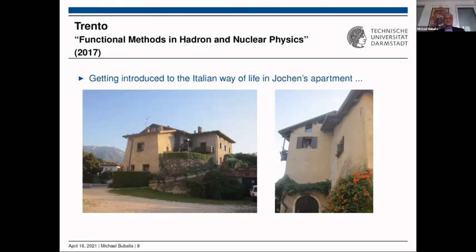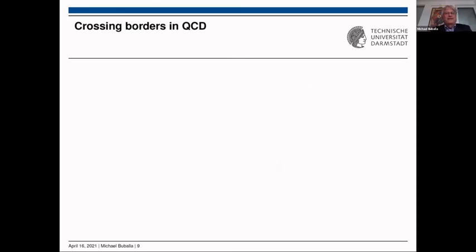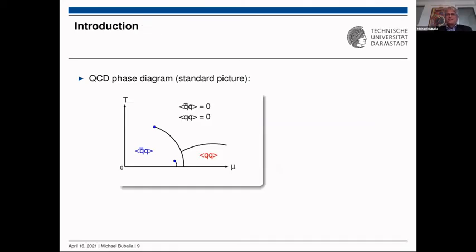Okay, but now I have to turn to the scientific part of my talk, which I now called Crossing Borders in QCD, referring, of course, to QCD phase boundaries. So this is the standard picture of the QCD phase diagram, as has been explained by others before already. So this is, of course, only a sketch. And so we have here a hadronic phase and a quark-gluon plasma and maybe a color superconductor.